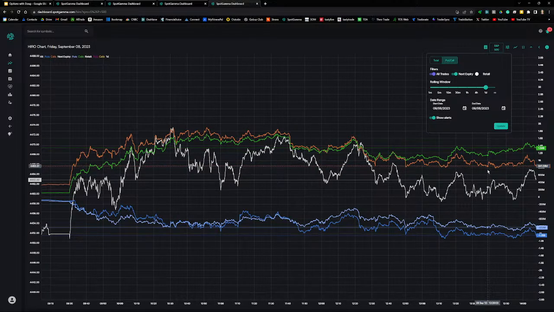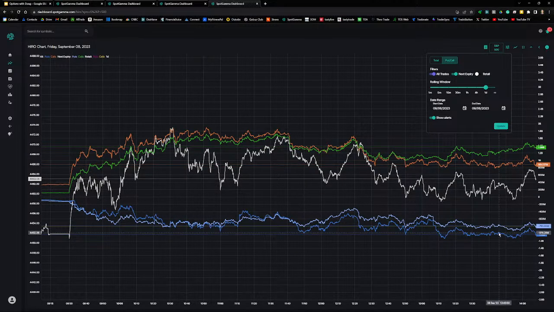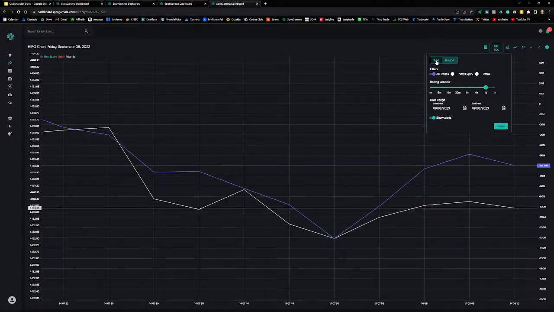That's all expirations calls. The dark green line is 0 DTE call trades. And then the dark blue line is all trades, all expirations, puts. And then the light blue line is the 0 DTE puts. So overall, they're buying puts and buying calls, and a good portion of that is 0 DTE trades. All right, let's move on.